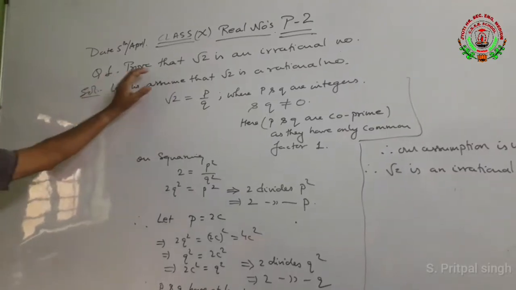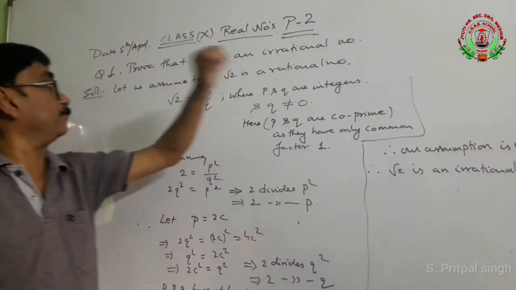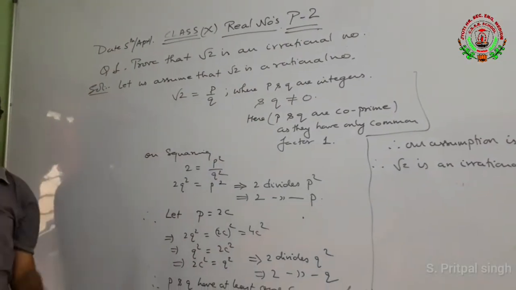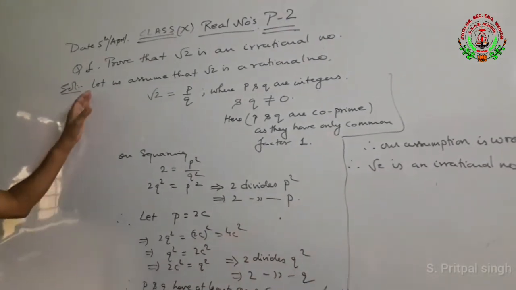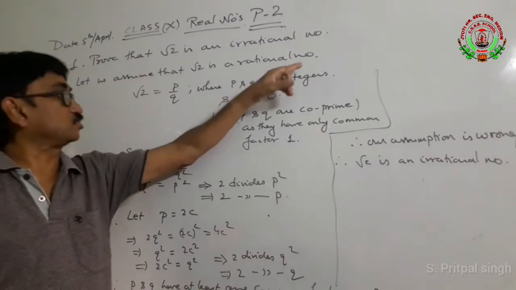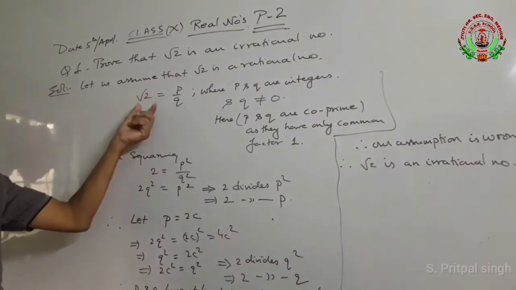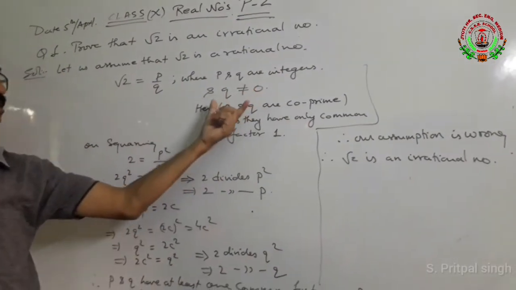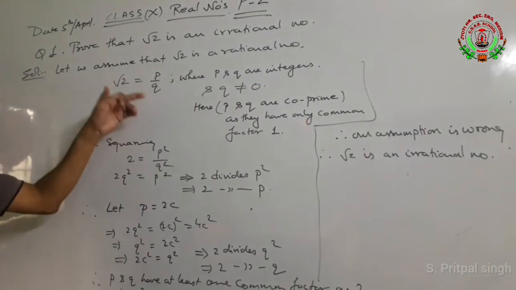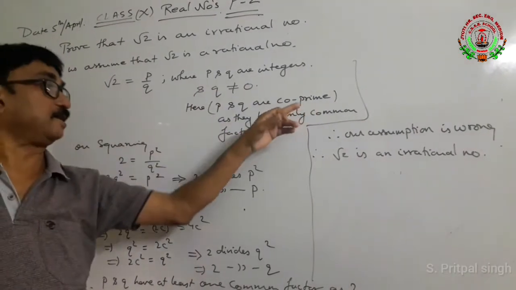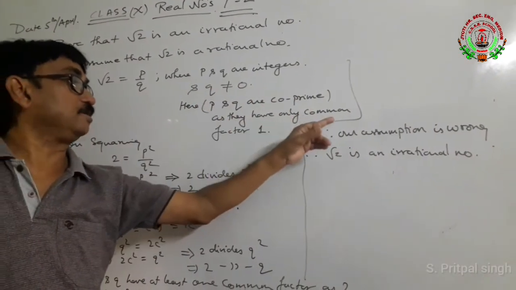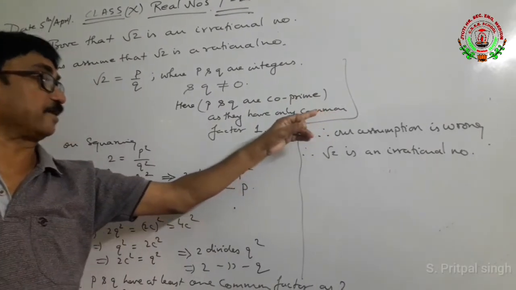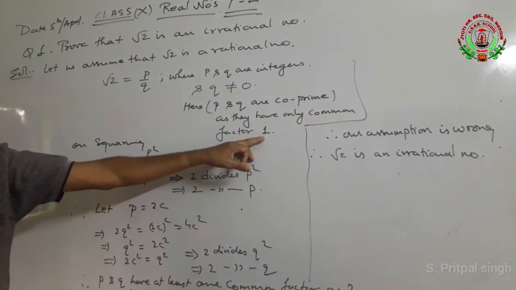Prove that root 2 is an irrational number. So we will prove it by contradiction. Let us assume that root 2 is a rational number. So we take p by q, where p and q are integers and the denominator q is never equal to 0, and here p and q are co-prime as they have only one common factor, 1.